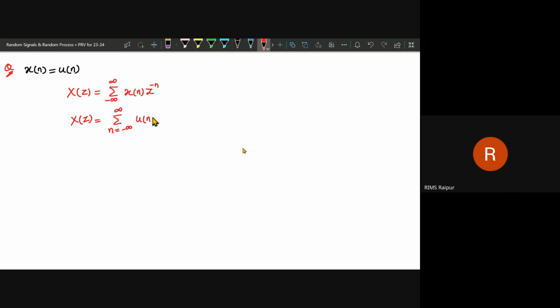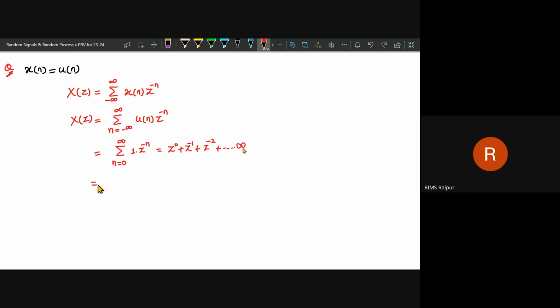So here in place of x of n, you have to put u of n, and then the summation will change from minus infinity to infinity to 0 to infinity. In place of u of n, we will write 1, and here it will be z raised to power minus n. Further, when we simplify this, the expression will be like z raised to power 0 plus z raised to power minus 1 plus z raised to power minus 2 plus so on, like this up to infinity terms.